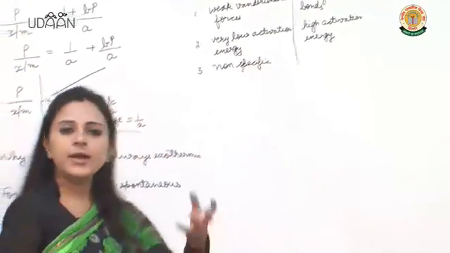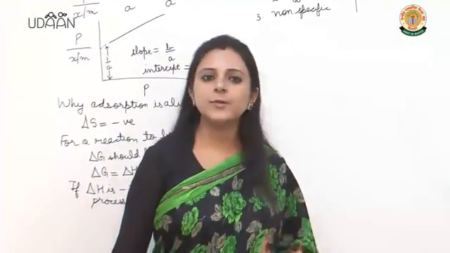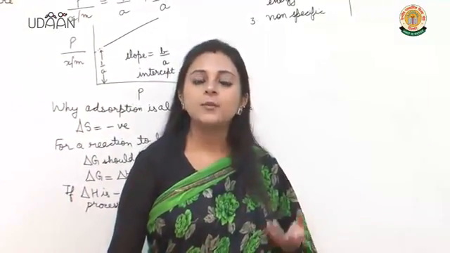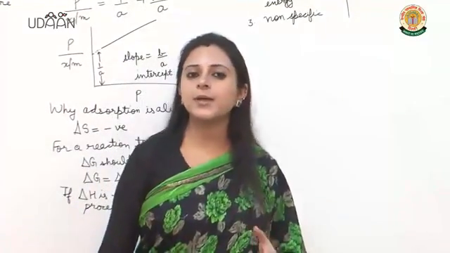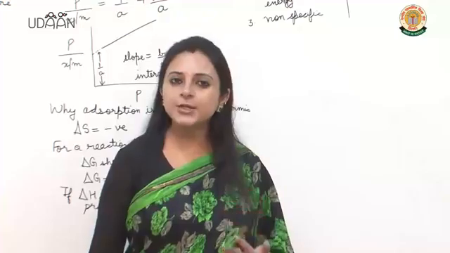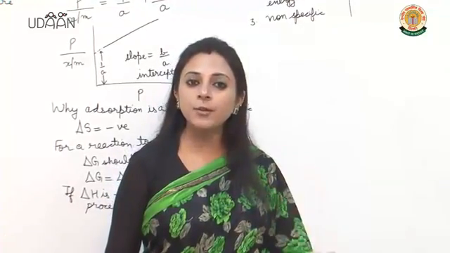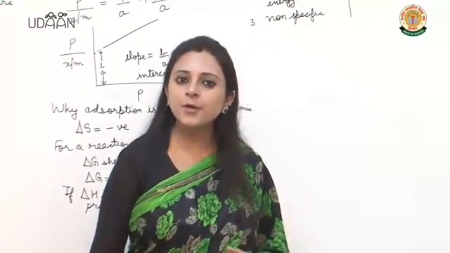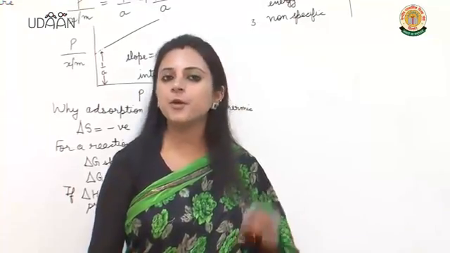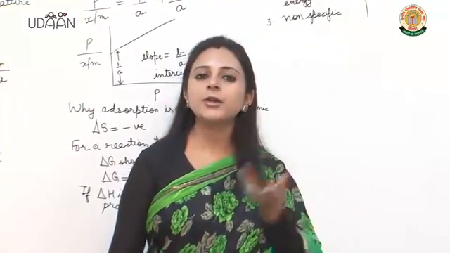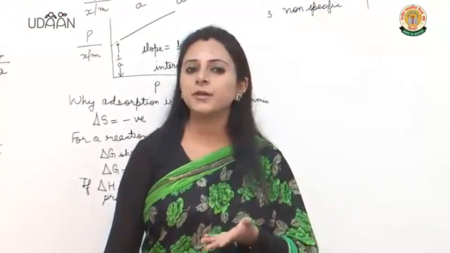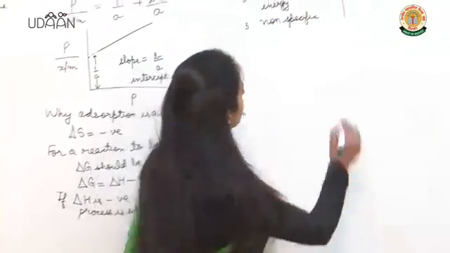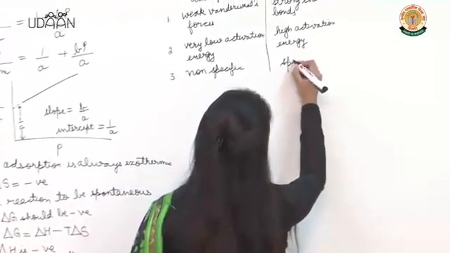That any gas can be adsorbed on the surface of an adsorbent. But when we talk about chemical adsorption, it is specific because a reaction has to take place between the adsorbate and adsorbent, which is possible only if it is specific, because every reactant cannot react with every other reactant. So every adsorbate cannot react with any adsorbent. So that means it is specific in nature.